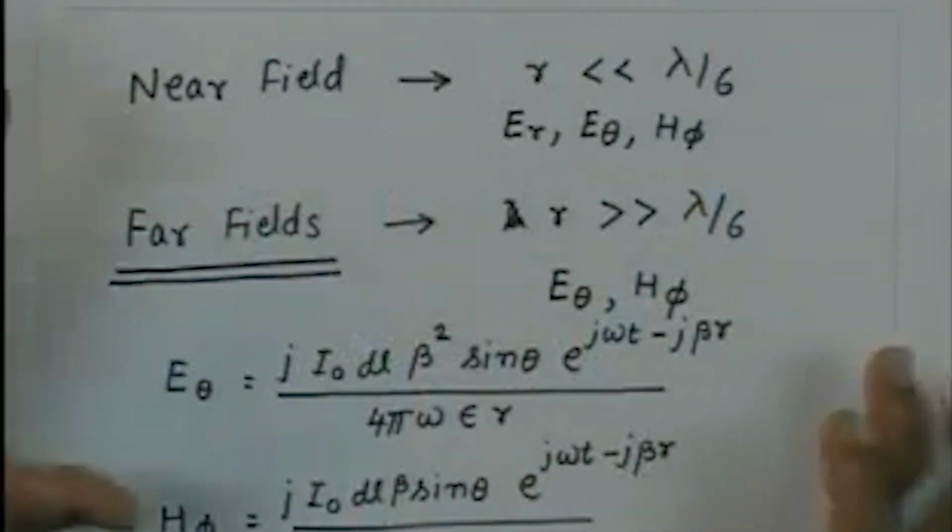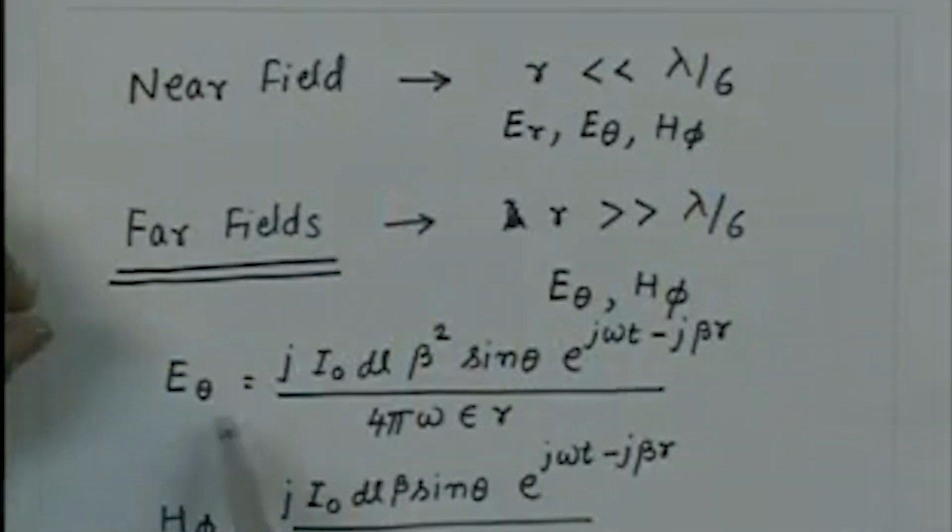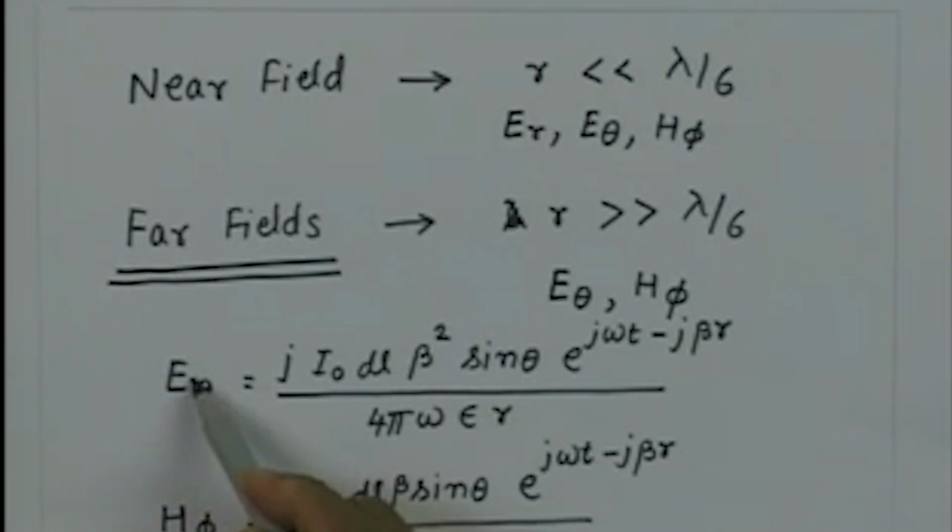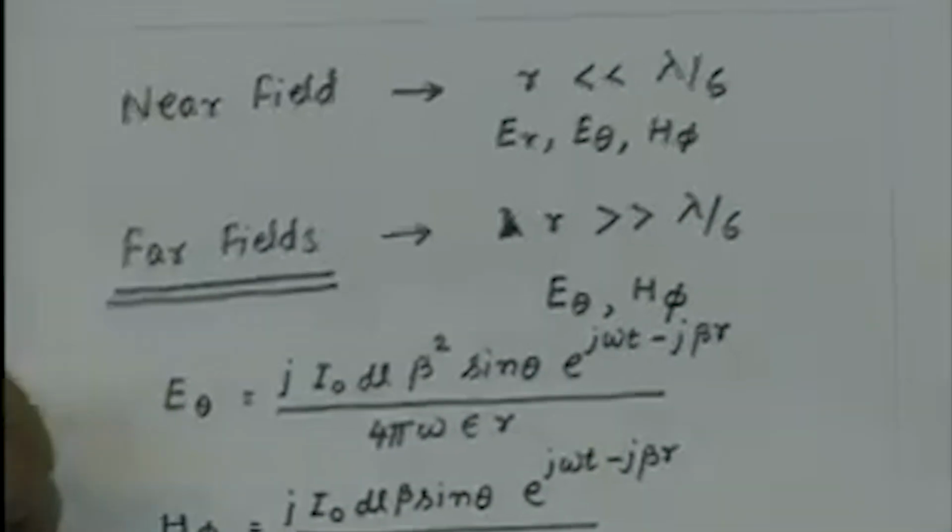So all these constants which you are having here, I0, dl, beta square, all these quantities are now taken as constant, because we are interested only in the relative variation of the electric field as a function of theta, and the same is true for phi for the radiation field, because the ratio of E and H is equal to the intrinsic impedance, which is constant. That means the radiation pattern which we get for electric and magnetic fields is exactly identical. Since we are now interested only in the relative fields, these factors do not matter.